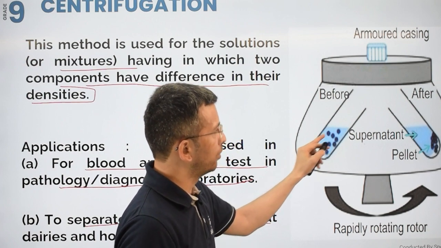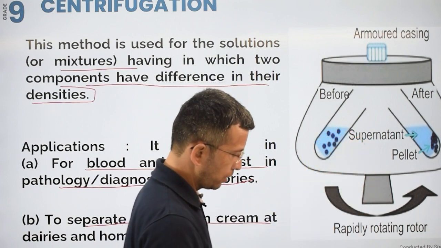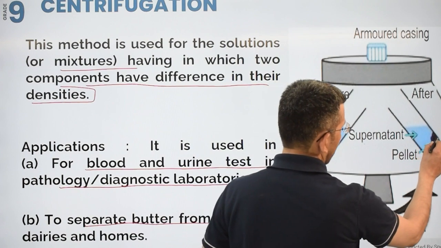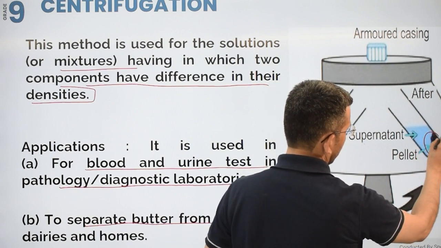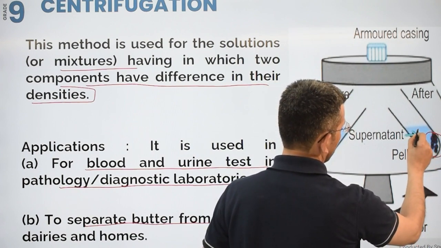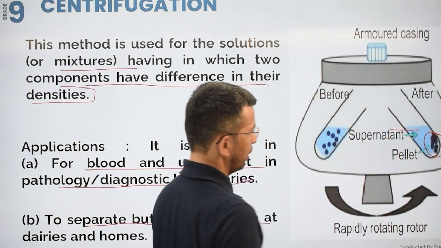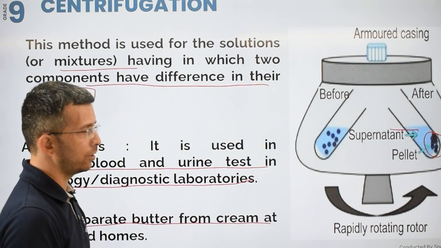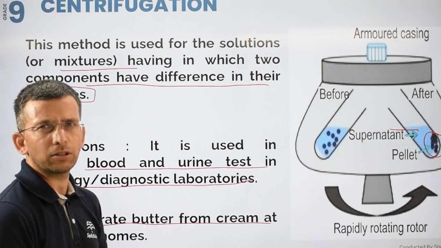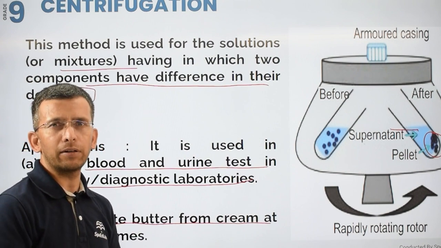But after centrifugation, what will happen? As you can see here, the black dots are separated at the bottom and another substance is on the top, because we have a difference in the densities. One component is heavier in nature, another component is lighter in nature.